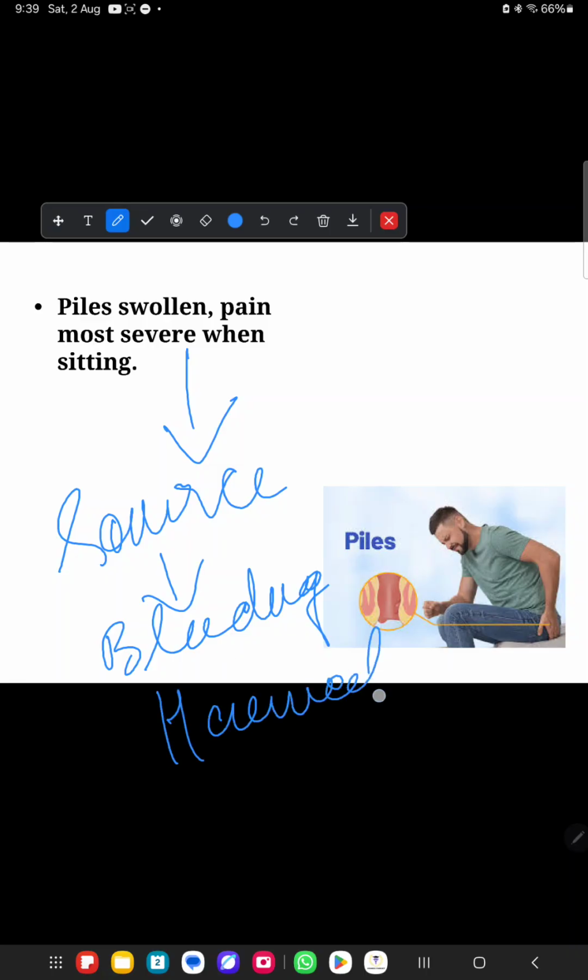हेमोराइडल आर्टरी. Hemorrhoidal artery is there. ओके, कई बार एनाटॉमी से क्वेश्चन आ जाएगा. Okay, if there is bleeding from the anus or in case of a hemorrhoid, what is the name of the artery? So that is the hemorrhoidal plexus or hemorrhoidal artery. Okay, just try to remember.